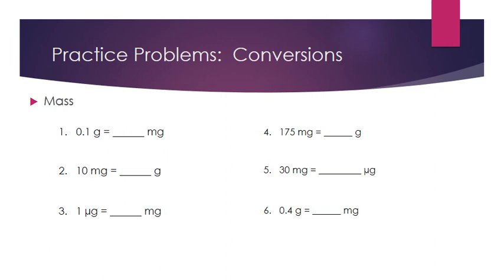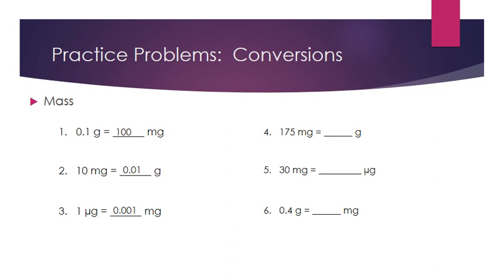So let's do some mass conversions. If we have 0.1 grams and we want to know how many milligrams, we're going to move our decimal to the right. We're going to move 3 spaces and we get 100 milligrams. 10 milligrams converted into grams, going to move your decimal to the left, and you will end up with 0.01 grams. Now, 1 microgram converted to milligrams is going to be 0.001.